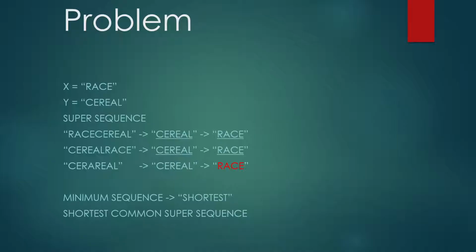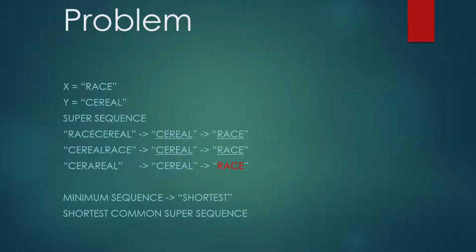Sequence means the order is important. So if we are searching for race, we have to be sure that we are getting it in this order: R, A, C, E. So if the supersequence is C, E, R, A, R, E, A, L, then we will find the C, E, R, E, A, L sequence, but R, A, C, E is not there. In that case, that supersequence will not be common to both race and serial. So the supersequence must contain both the sequences in order to be a common supersequence.